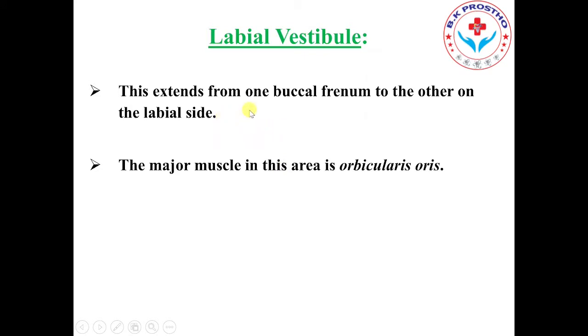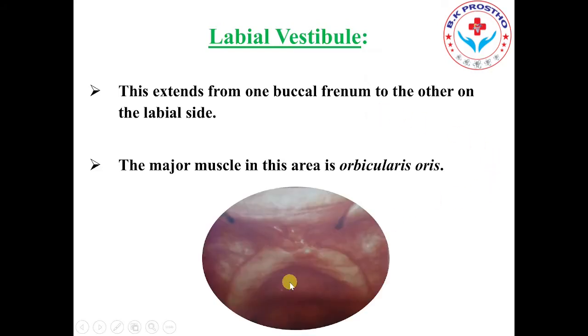Labial vestibule, which extends from the buccal frenum of one side to the buccal frenum of the other side. The major muscle of the lip is the orbicularis oris, whose fibers are horizontally oriented and anastomose with the buccinator muscle. This space accommodates the labial flange of the maxillary denture and is divided into two halves by the labial frenum, which should be properly recorded while performing border movements of this area. That gives proper support to the lip, and the orbicularis oris has a direct effect on the labial flanges.